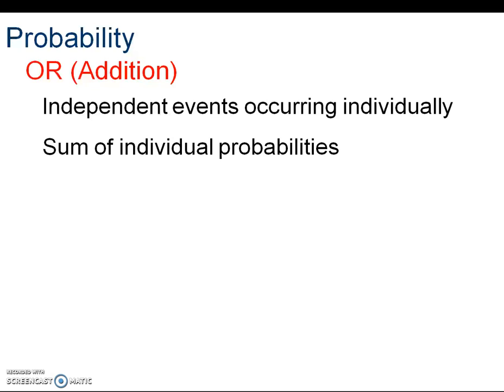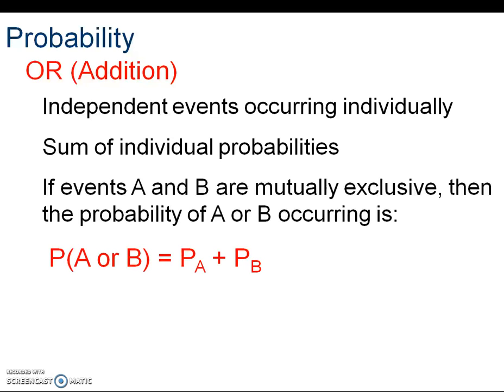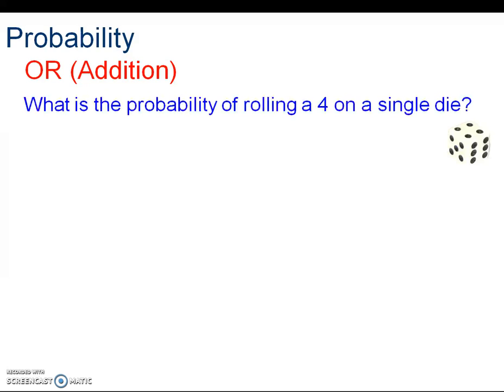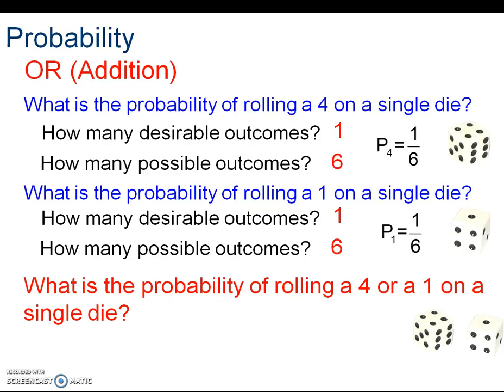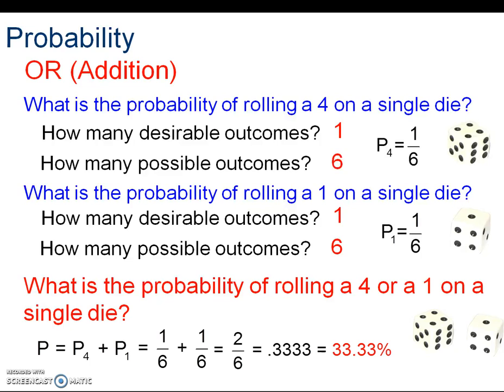OR is additive, so you take the two probabilities and add them. So what's the probability of rolling a 4? 1/6. A 1, 1/6. What's the probability of rolling a 4 or a 1? Well, you add those probabilities together, 33%.